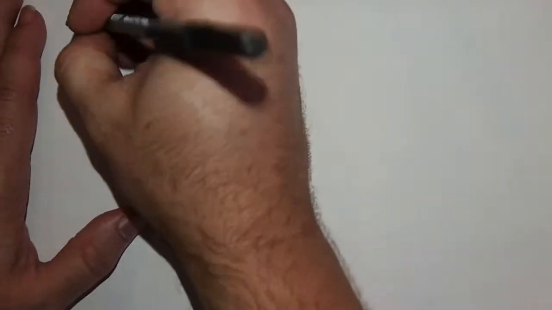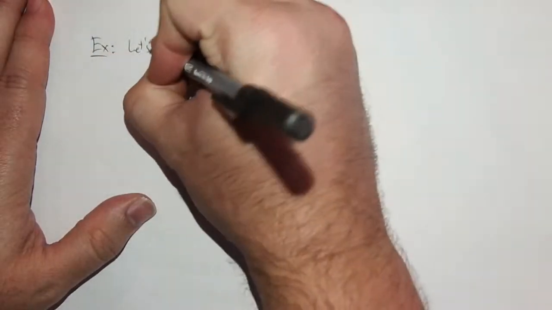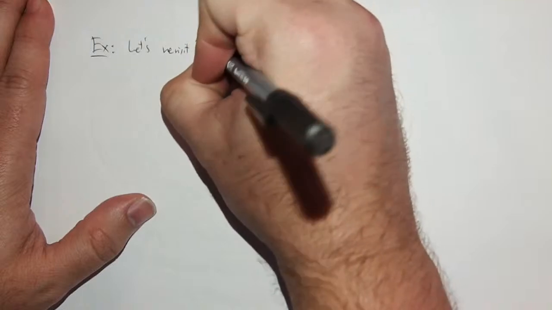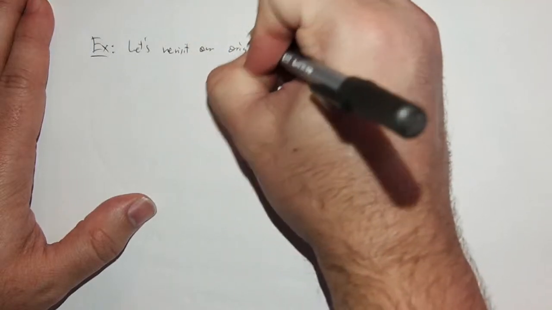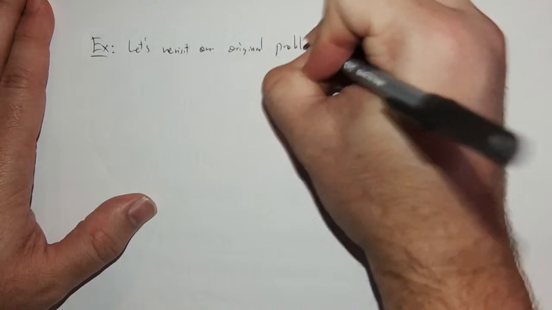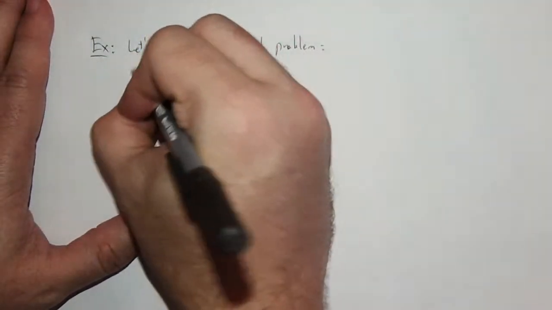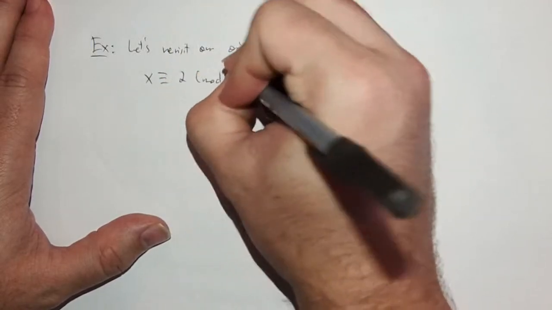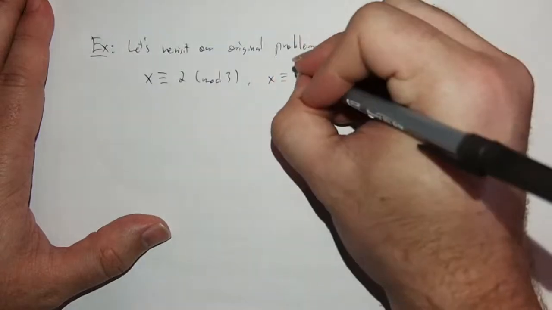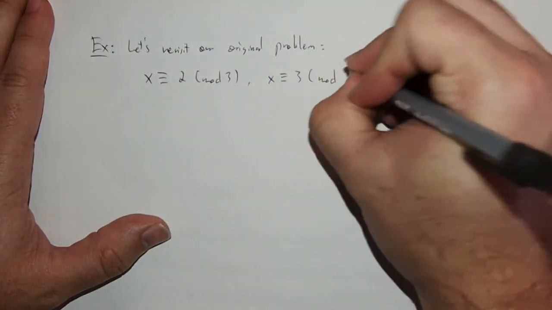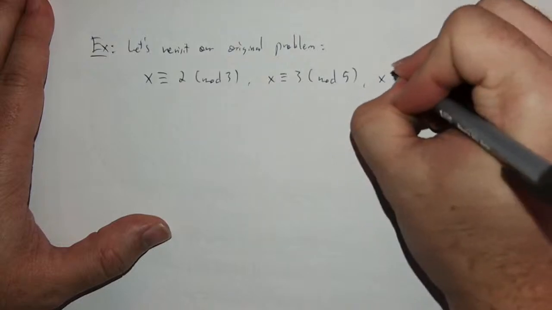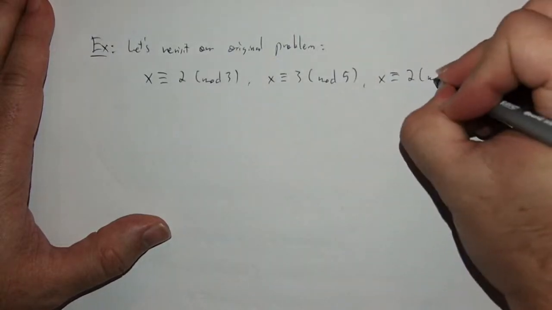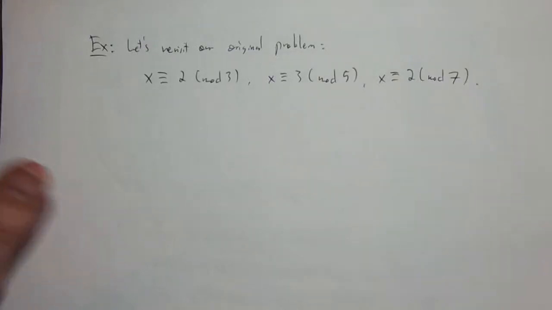So here's a quick example. Let's revisit our original problem. The original problem had three congruences. X is congruent to 2 mod 3. X is congruent to 3 mod 5. And X is congruent to 2 mod 7.